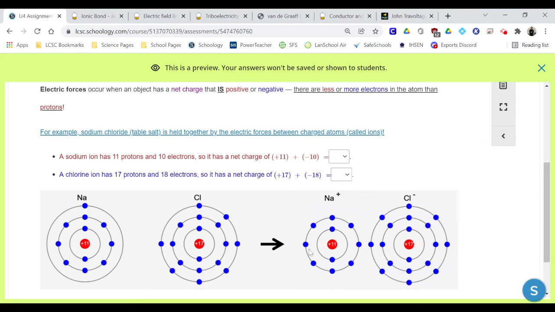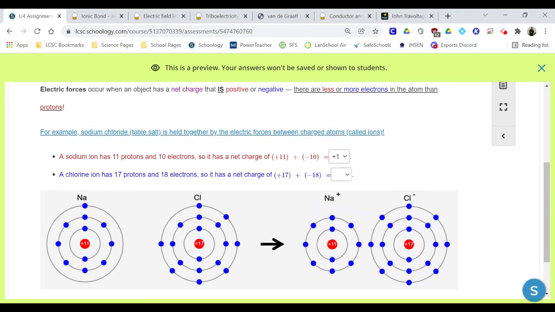Okay, when it goes and sticks to this chlorine atom, it loses an electron. So if we compare the 11 positively charged protons to the 10 negatively charged electrons, well, positive 11 plus negative 10 leaves us with a little bit extra positive charge. So this sodium atom is actually going to end up with a positive charge. We call that an ion. It's still an atom, it just has a charge. So a charged atom is called an ion.